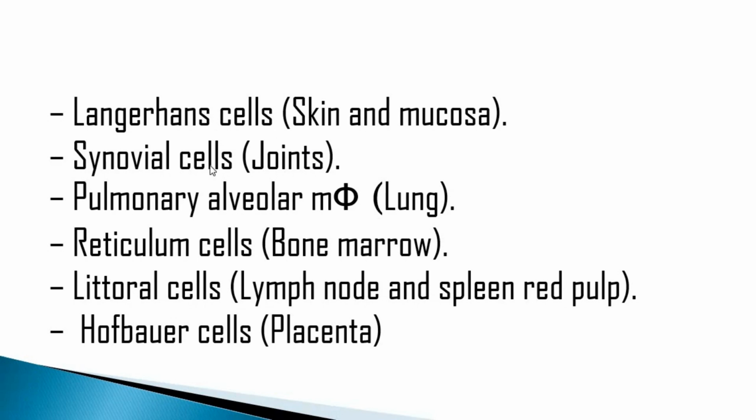Those in the joints are called synovial cells. In the lung, pulmonary alveolar macrophages or dust cells. And those that are found in the bone marrow are called reticulum cells. Those that are found in the lymph nodes and in the red pulp of the spleen are called reticular cells. And those that are found in the placenta are known as Hofbauer cells.